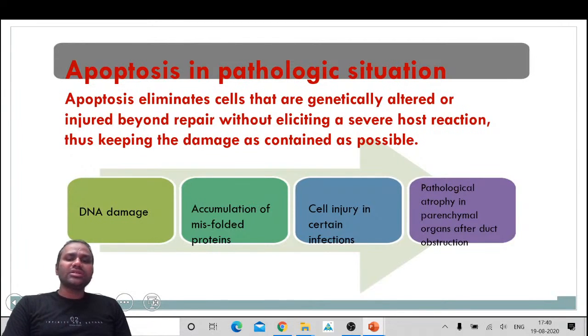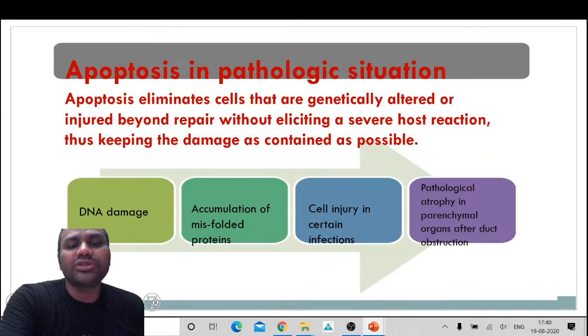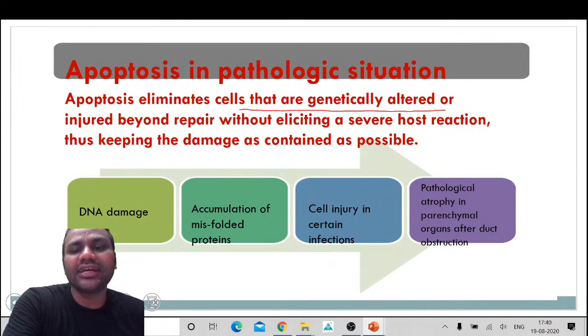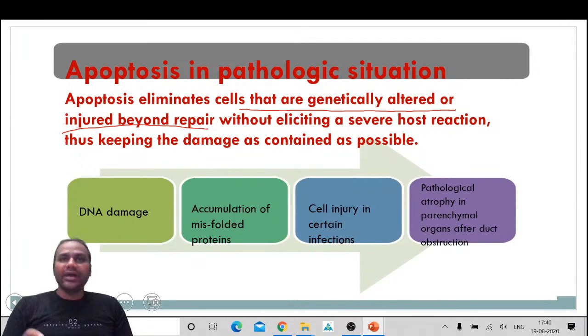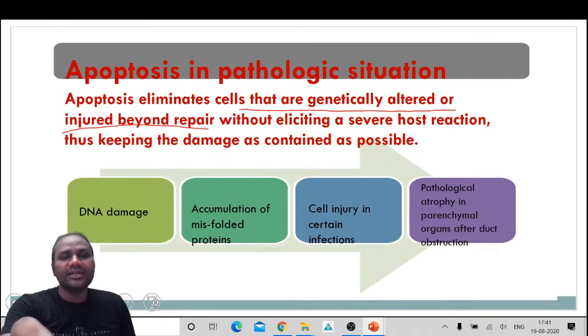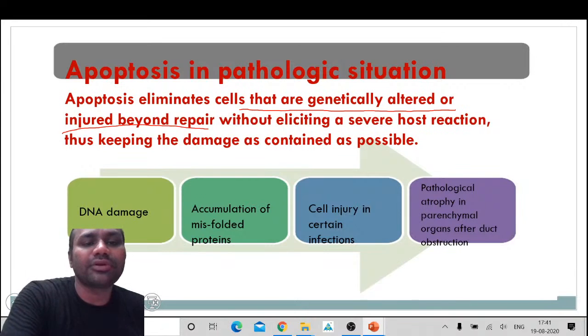So in pathological situations, apoptosis eliminates cells that are genetically altered or injured beyond repair. Those cells which we cannot repair, now that cell is in a programmed manner, you need to die because you are of no use to us. In that condition, that is called programmed cell death, apoptosis.